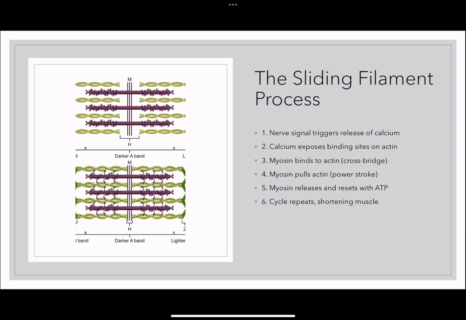Now, the very last step is the cycle repeats, shortening the muscle. If calcium is still present and the binding sites on actin are still exposed, the myosin head can bind to another site on the actin filament, and the cycle repeats. Each cycle pulls the actin filament a little further, causing the sarcomere to shorten. When many sarcomeres shorten simultaneously, the entire muscle contracts.